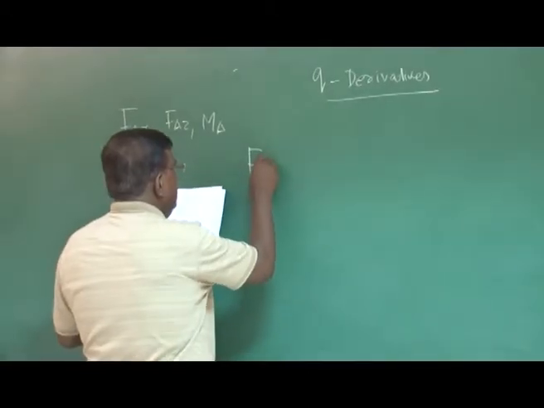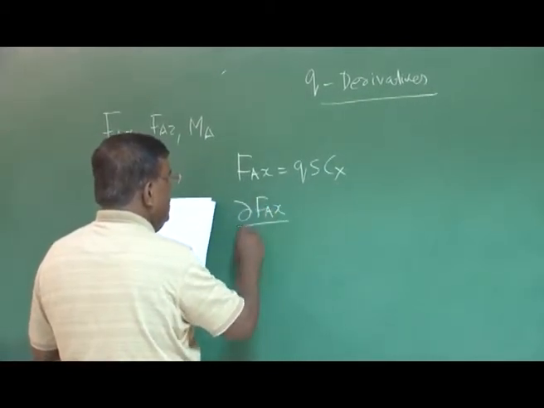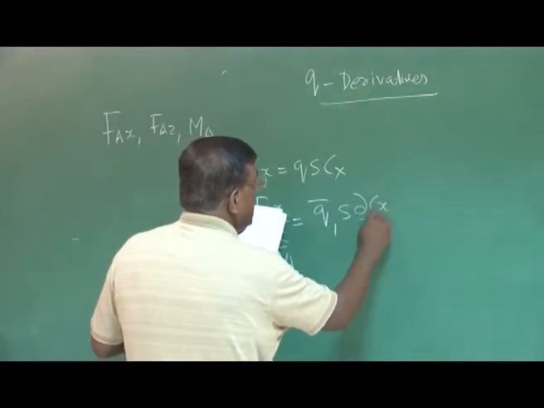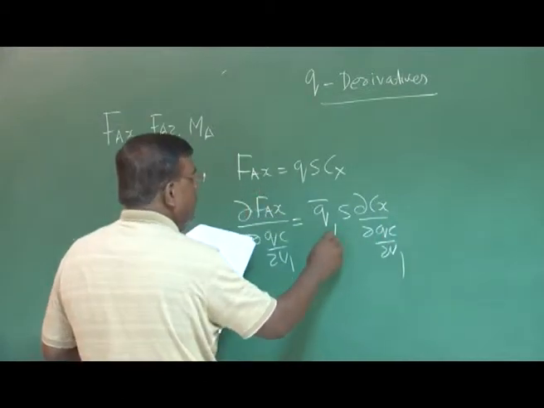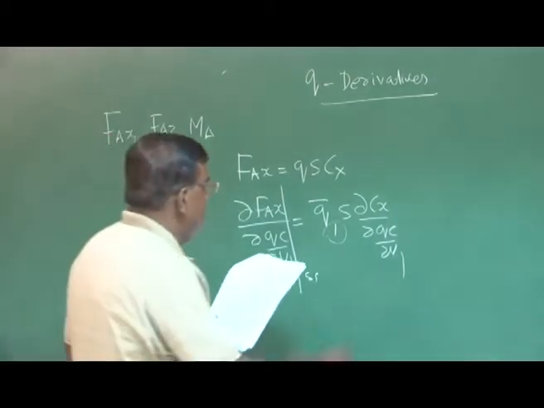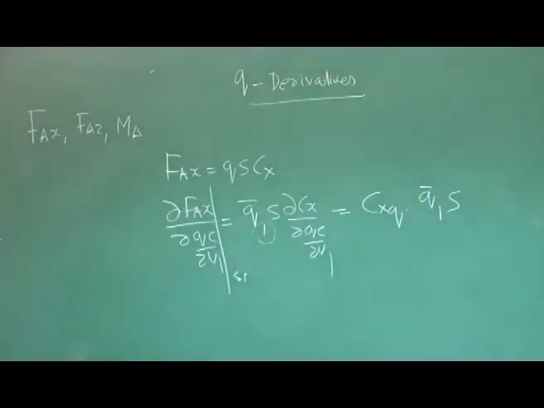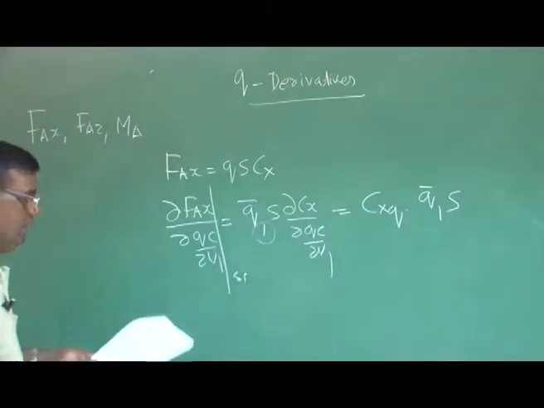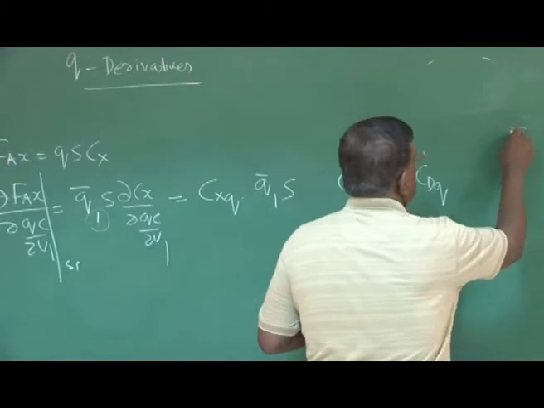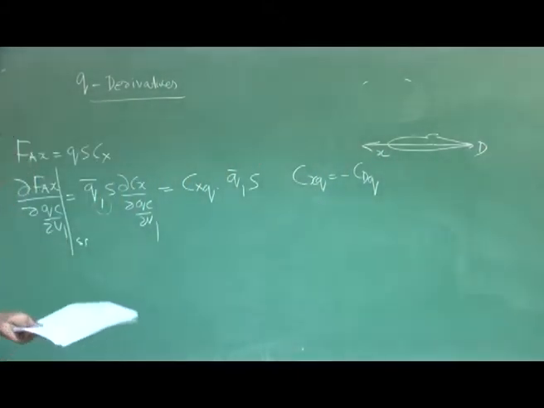So, I can easily write F_Ax is equal to Q-bar S Cx. So, dF_Ax by d(qc/2U1) will be equal to Q1-bar S dCx by d(qc/2U1). This 1 is there because you have to evaluate this at steady state. So, I can write this as Cx_q into Q1 S. It goes without saying, Cx_q means dCx by d(qc/2U1). And for small angle, you can assume that it is minus CD_q, because you know the axis system we are using, x is in this direction, however, drag will be in the opposite direction. So, there is a minus sign.